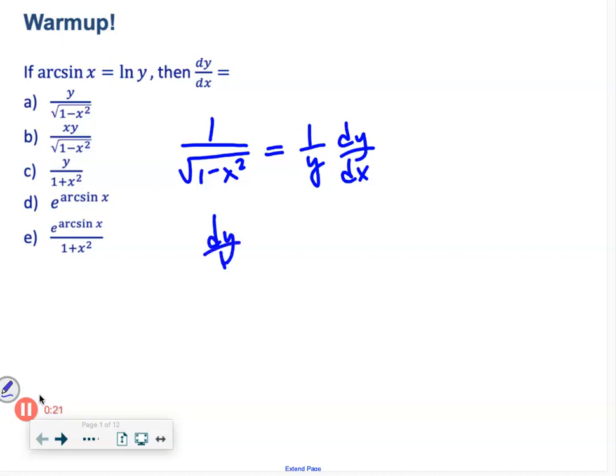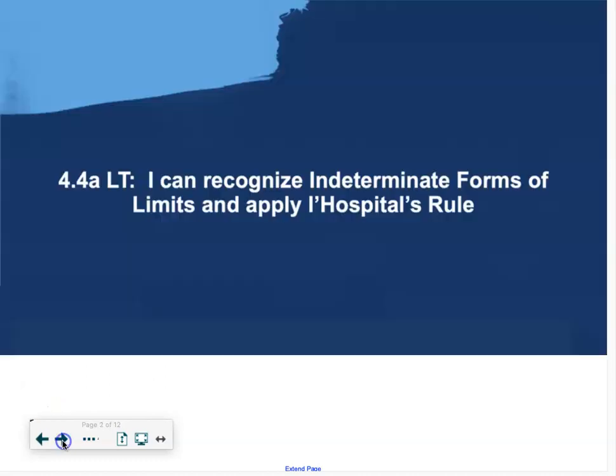dy/dx equals y over root 1 minus x squared. All right. So the answer was A. All right. Getting into the lesson.